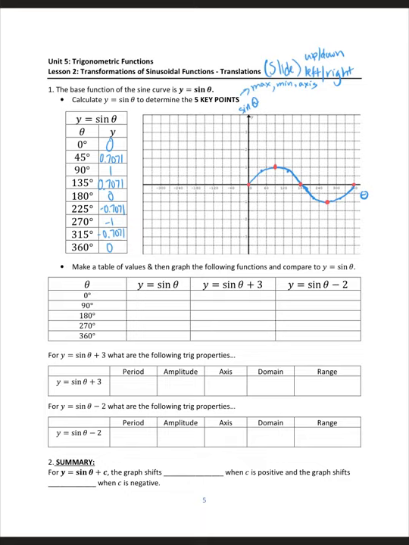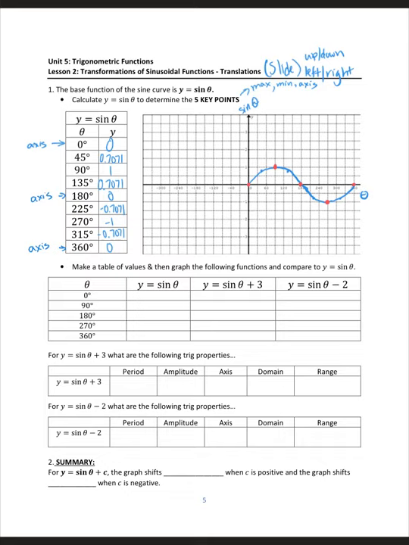So on my table of values, I have my axis is at 0 for the sine curve, right? So anytime my y value is a 0, then that is a key point. So it's 0 at 0, 180, and 360. So you can see that in one period, the sine curve touches the axis 2 times, all right?